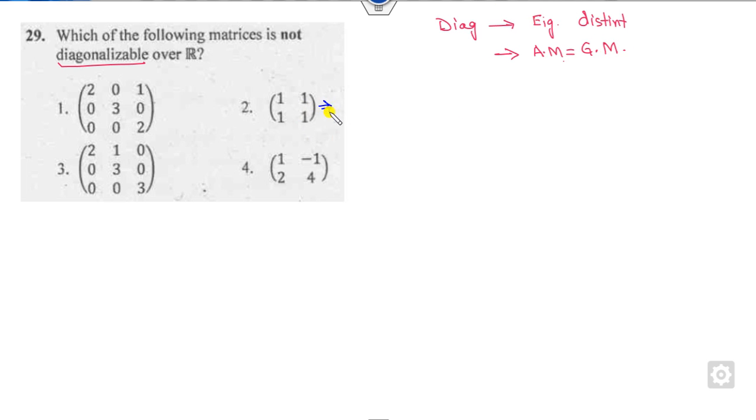So let's start with this one. What is the equation? Lambda square minus 2 lambda plus 0. So what are the eigenvalues? 0 and 2, which are distinct. So this matrix is diagonalizable, but we need the one that is not. So this option is cancelled out.